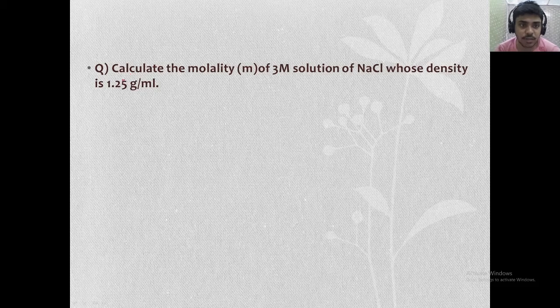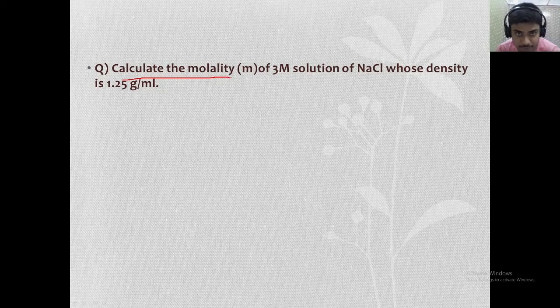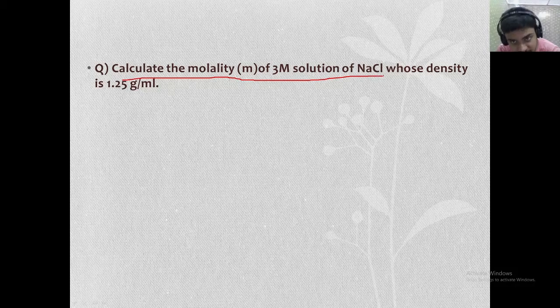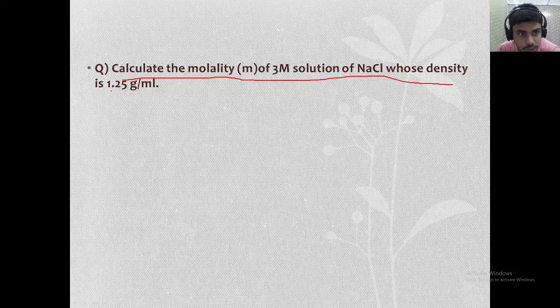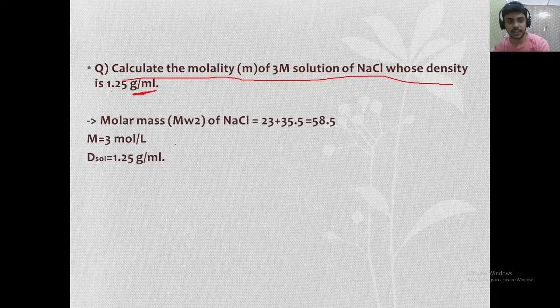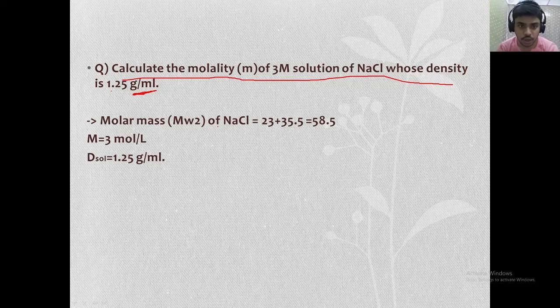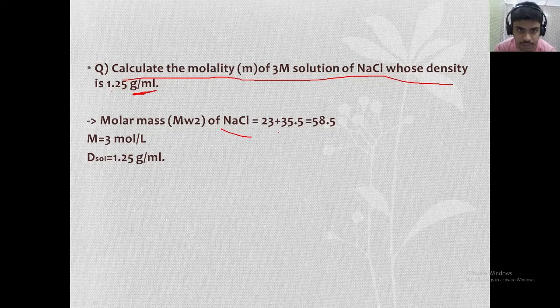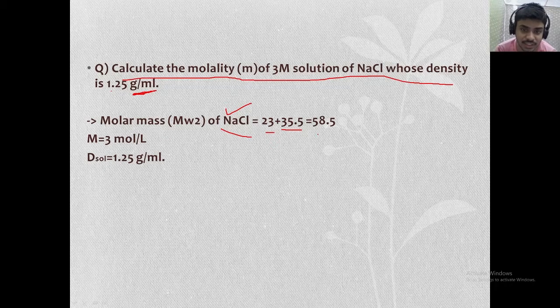It is given here, calculate the molality of a 3 molar solution of NaCl whose density is 1.25. See, it's given in its required unit, gram per milliliter. I have said all the calculations we will do here are in gram per milliliter. That's why we have taken that 1000 term. So very easy. What is the molar mass of the solute? That is NaCl. Na is 23 and Cl is 35.5, so it's 58.5. This also you must remember. In class 10 also these compounds are very popular and common.